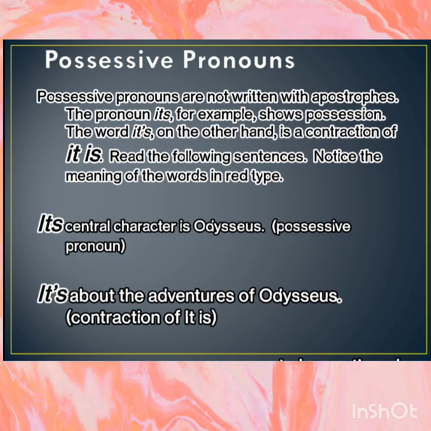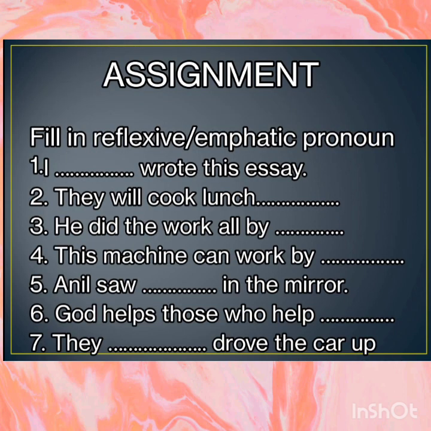Possessive pronouns are not written with apostrophes. The pronoun its, for example, shows possession. The word it's, on the other hand, is a contraction of it is. Its central character is Odysseus. It's about the adventure of Odysseus. It's is a contraction, and the previous one was the possessive pronoun.